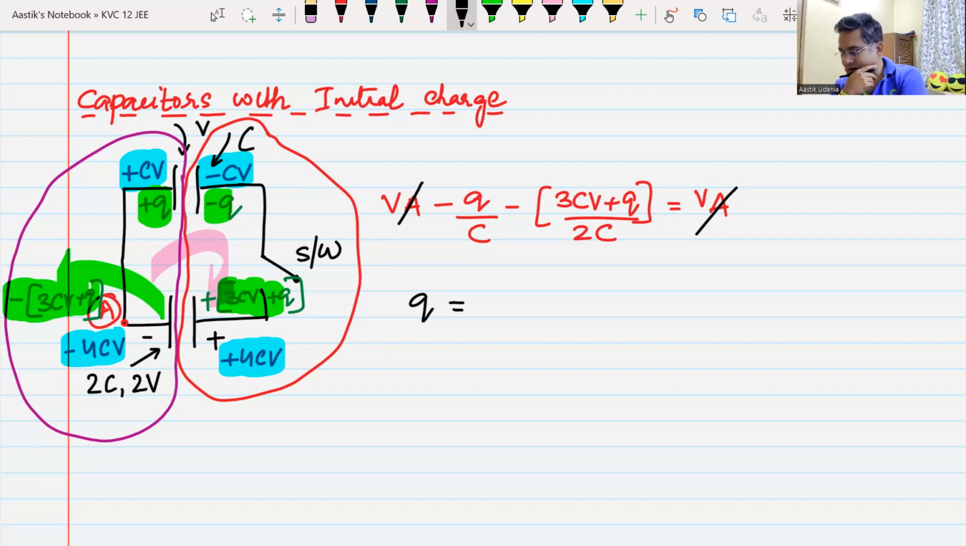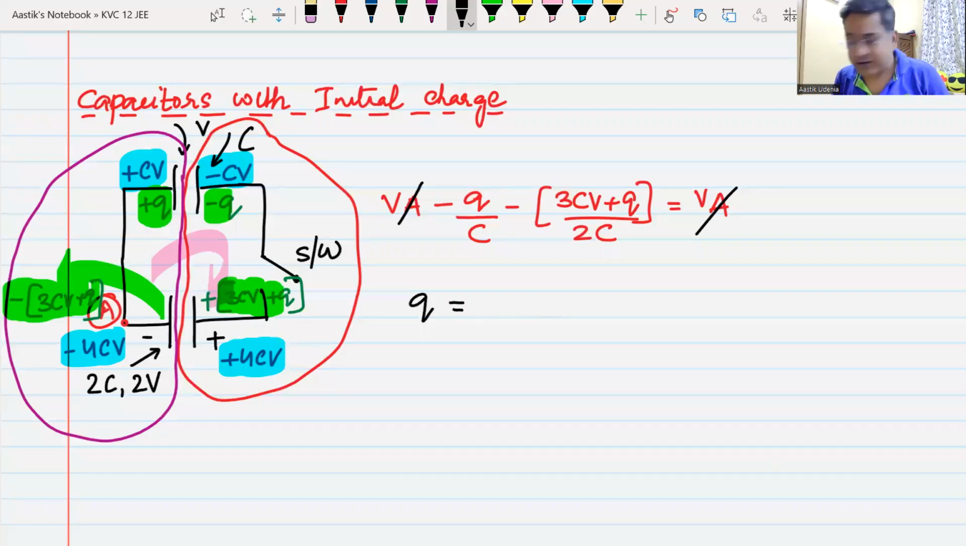What is the value of Q you are getting? Minus 3 C square V by C minus 2. I will not solve it. I hope you can get the answer. I'll give you 2 minutes to get the answer.